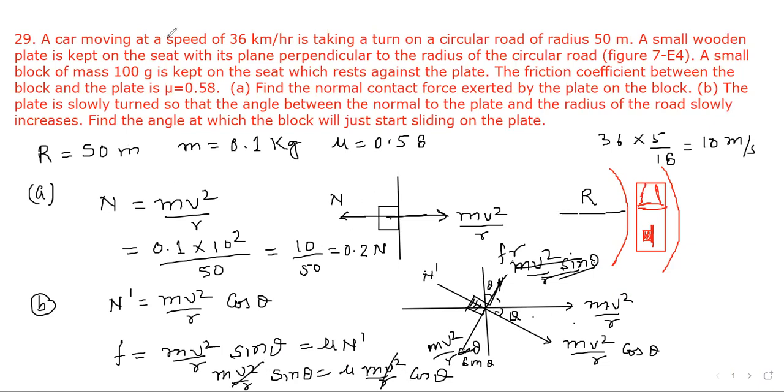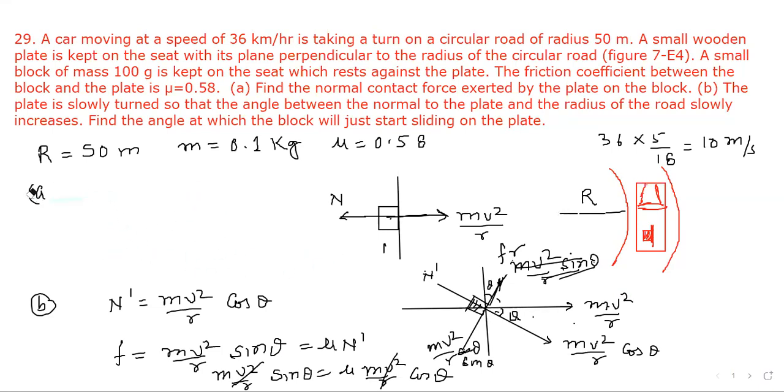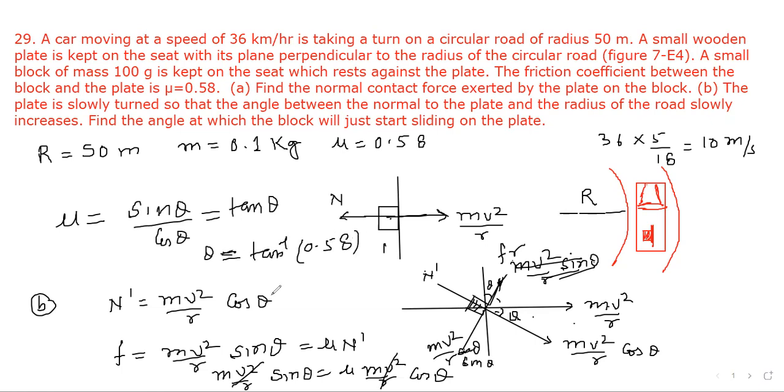So let's write it here. mu equal to sine theta upon cos theta, that is tan theta, and mu is given as 0.58. So theta equal to tan inverse 0.58. And if we evaluate it by using calculator, we will get 30 degrees. So this angle is 30 degrees from vertical. Now consider next question.